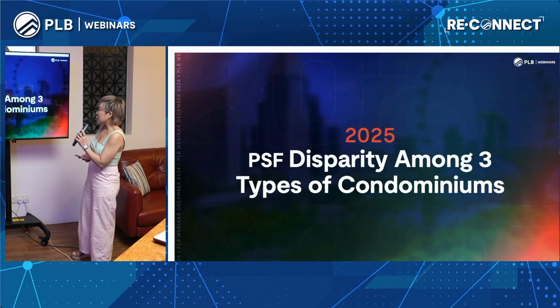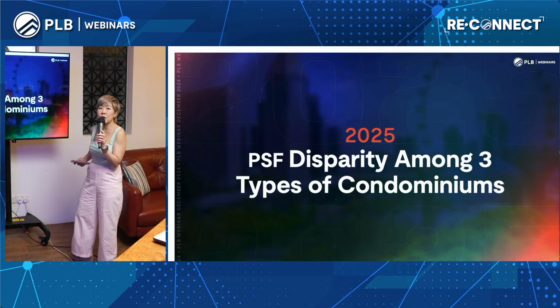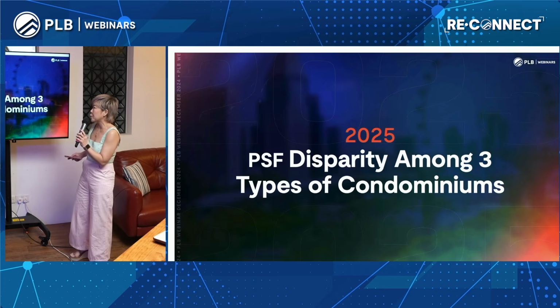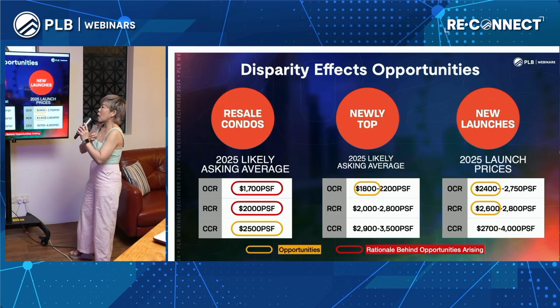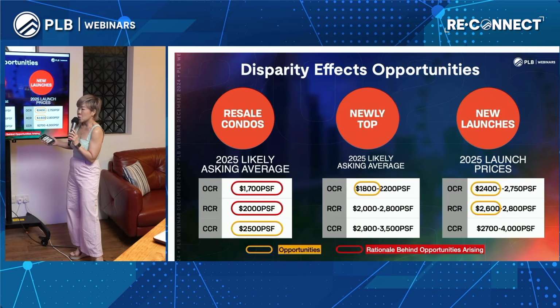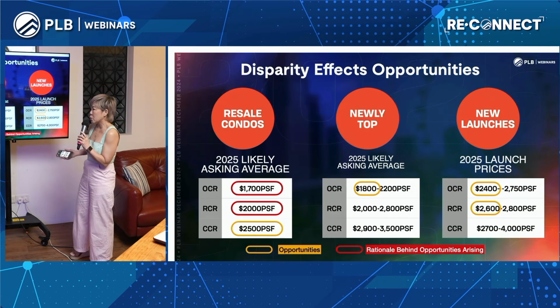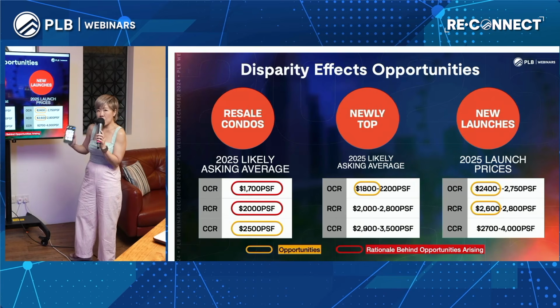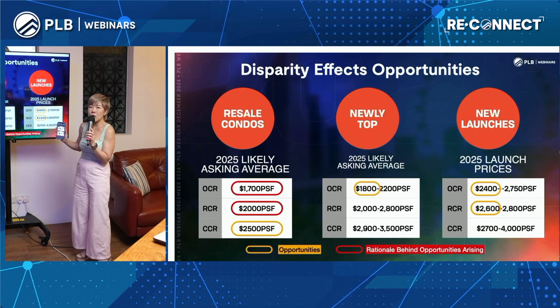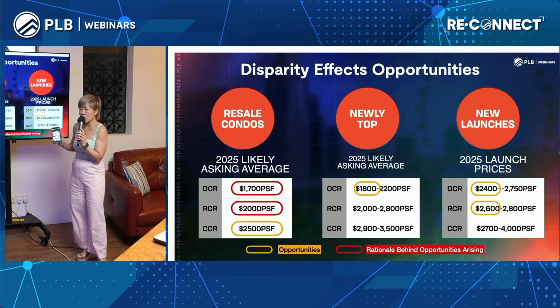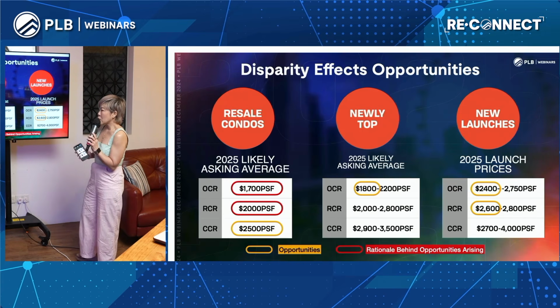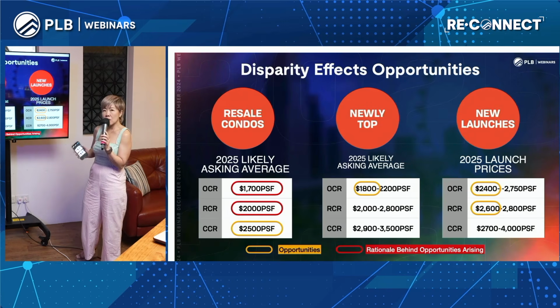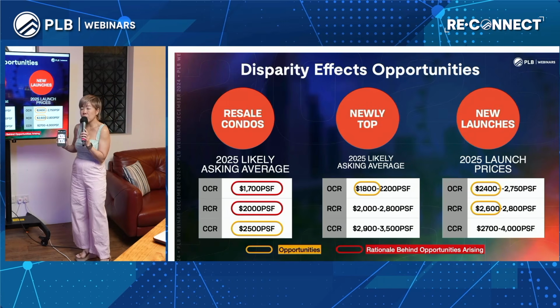Okay, so how about the disparity among these three types of condos, that is the new launch, the resale, and the TOP condos in 2025? These are where you might want to take a little more notice. In the resale market in 2025, if you identify some CCR properties at resale 2005 PSF, there is an opportunity there because a lot of the RCR projects have already exceeded this kind of PSF. And of course, in the RCR and OCR, 1007, 2000 is also a PSF that you can consider.